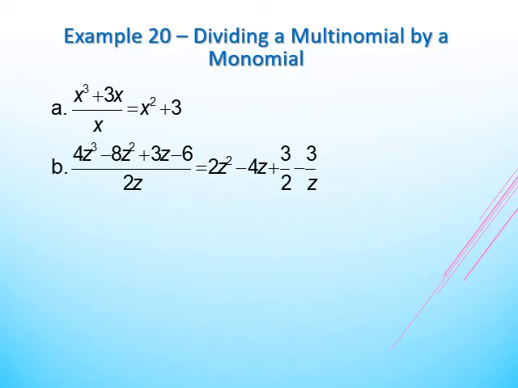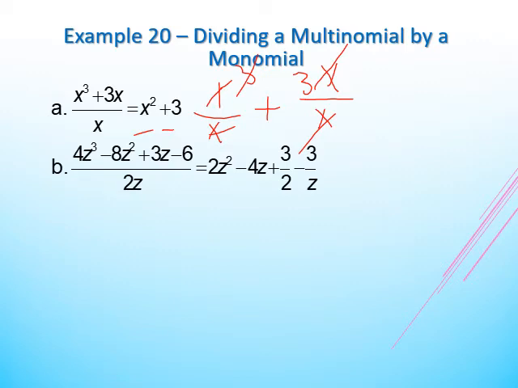Example 20, dividing a multinomial by a monomial. If we have in the numerator x to the power 3 plus 3x and here in the denominator x, we can't eliminate only one x. We should separate this into two fractions like this: x to the power 3 over x plus 3x over x. The result is x to the power 3 minus 1, which equals x squared, and x over x plus 3. This is for A. Let's move to another one, which is B.